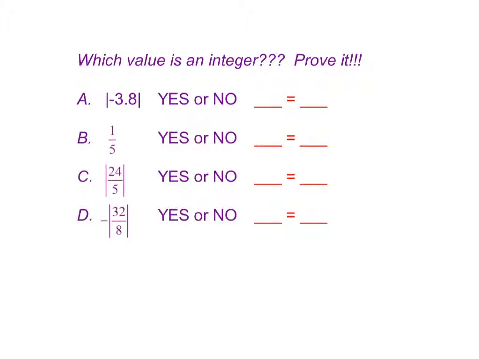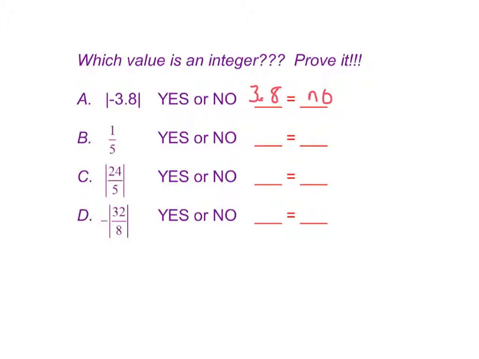All right, let's talk a little bit about what an integer is. Remember I said that an integer is the whole numbers and its opposites. So let's look at these examples A, B, C, and D and see which one of these might be an integer. So for A, first we have to find the absolute value of a -3.8, and that would be 3.8, it would be a positive. Okay, now this is not a whole number, right? So if it's not a whole number, then it is not an integer. So remember, integers are whole numbers and their opposites.